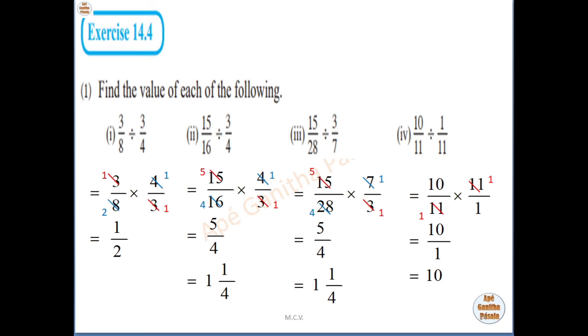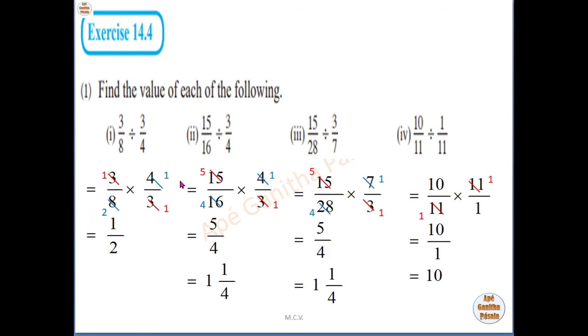Look at the exercise 14.4. In that exercise, both are fractions. Like previous questions, get the reciprocal of the right hand side. Then you can convert into a multiplication. 3 over 8 multiply by 3 over 4, reciprocal 4 over 3. Now check whether you can cut like a cross. You can cut here. 3 and 3 divisible by 3. 3 divided by 3, 1. 3 divided by 3, 1.